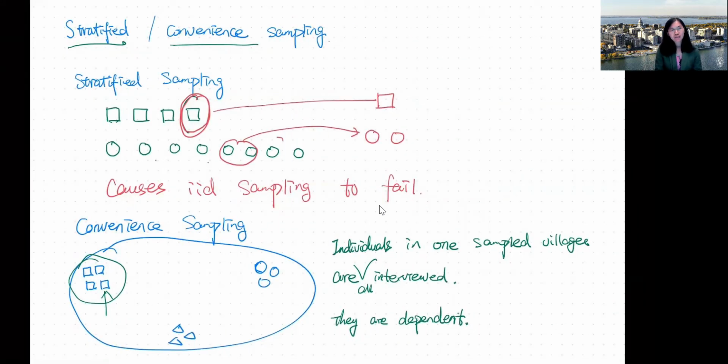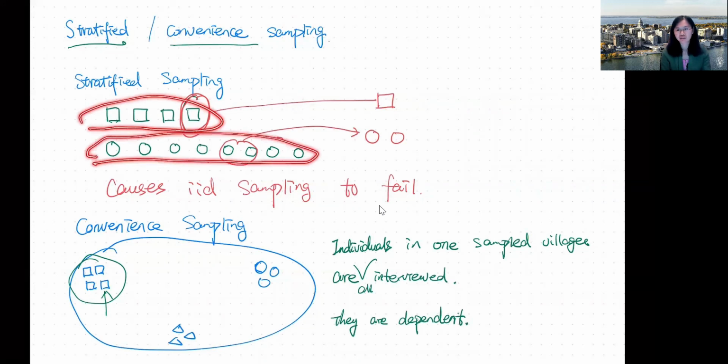The third sampling issue that I want to briefly mention is stratified and convenience sampling. Stratified sampling is one sampling technique, and convenience sampling is another. They are used for their own reasons, but they will break the random sampling assumption. For example, the stratified sampling. So what is stratified sampling? In stratified sampling, you first stratify or split the population into subpopulations according to some observable characteristics.